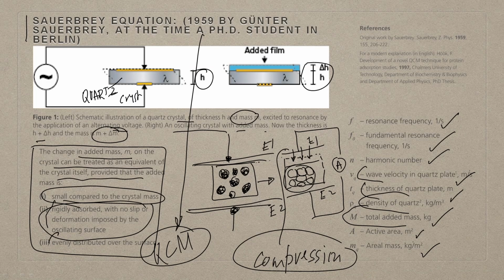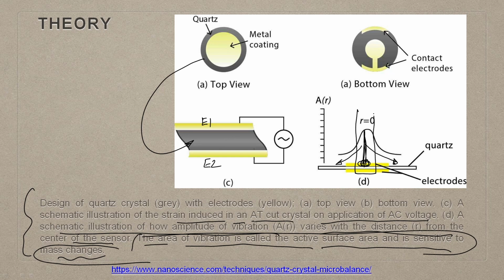And third, evenly distributed over the surface. Why should it be evenly distributed over the surface? Because of this situation, if you look at it. If it is not evenly distributed, what will happen? Say for example, this is your crystal surface and your film is like this. The shaded part is the film. So you will see some different frequency at this zone, a different frequency at this zone, and a different frequency at this zone, and this whole thing is going to go completely in a different tangent.